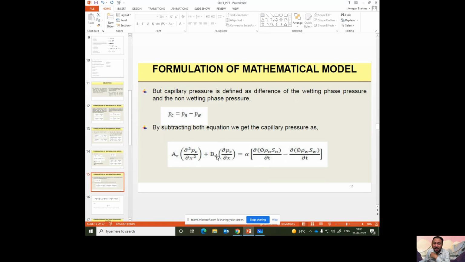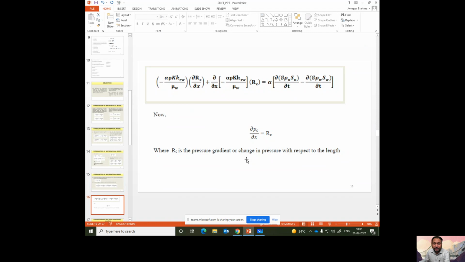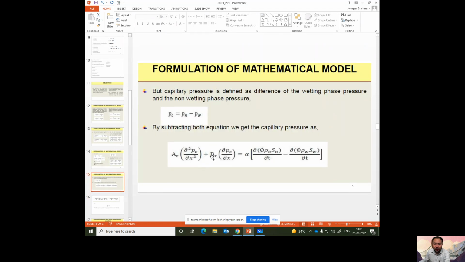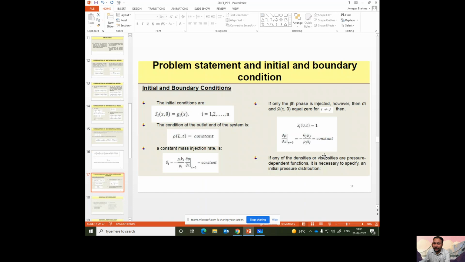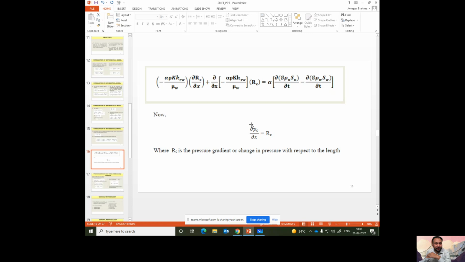What is this? This is a second order partial differential equation, del 2 by del x squared. Now, if I simplify these equations, I can get these equations again. What is RC? I want to represent it: RC is the pressure gradient, or change in pressure with respect to the length. Now, the problem statement and the initial and boundary conditions.